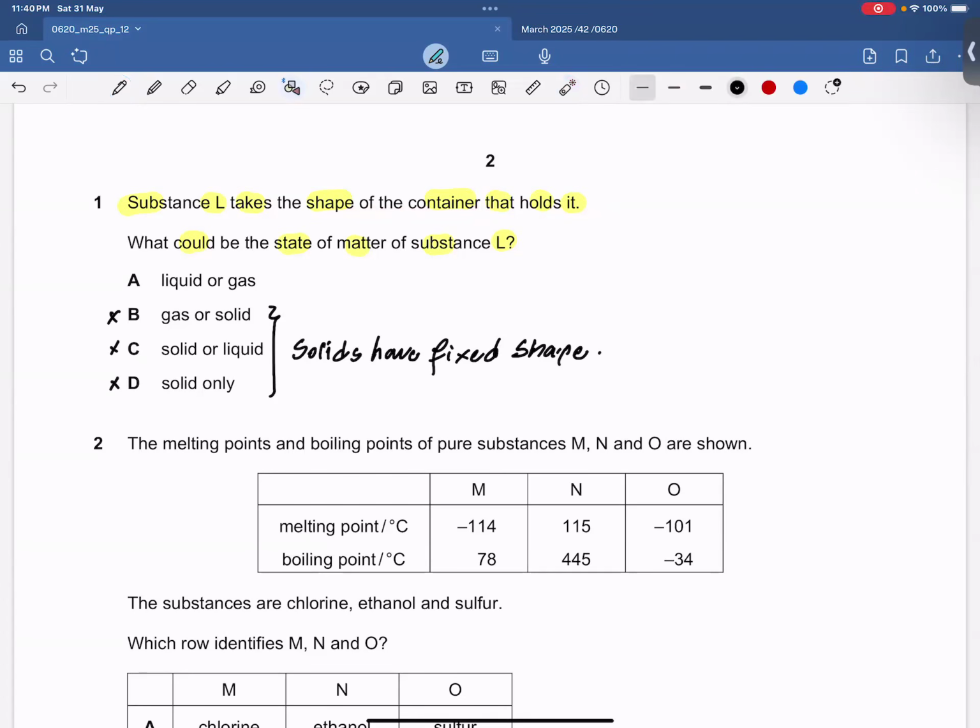So the right answer obviously is going to be A, because when you place a liquid in any container, it will take the shape of that particular container. And this statement is true for gas also. So liquids and gases both take the shape of their container.